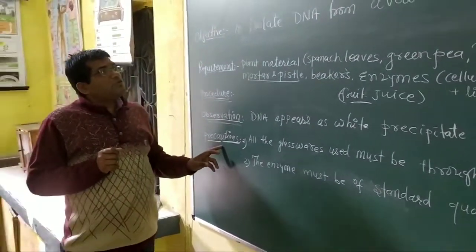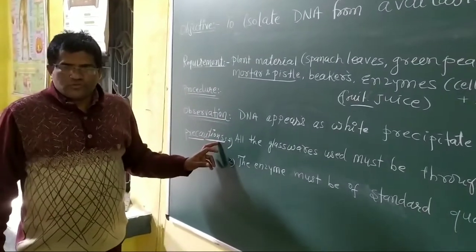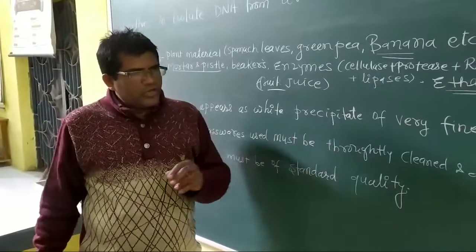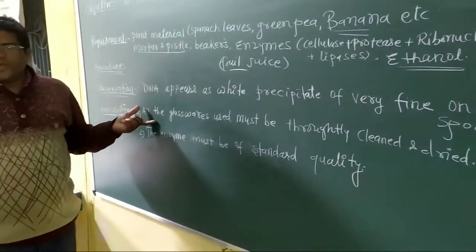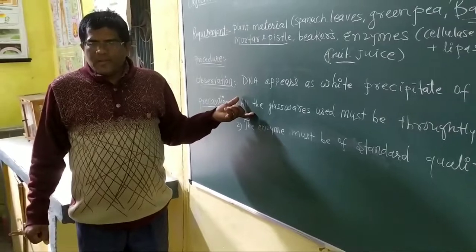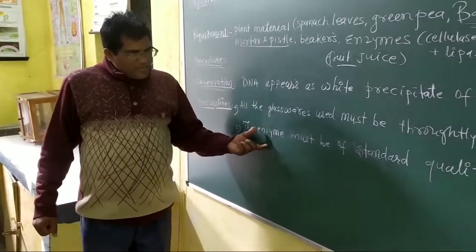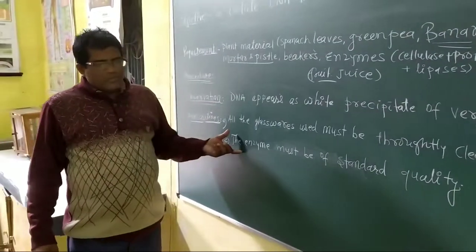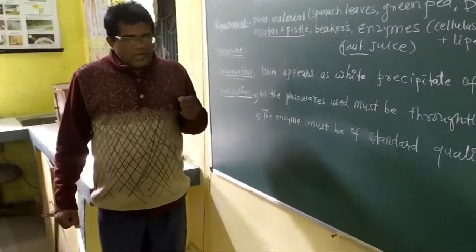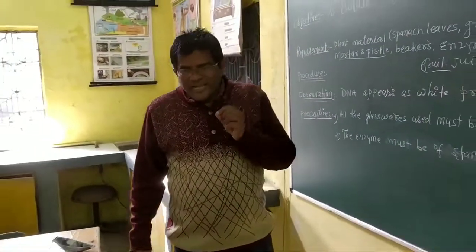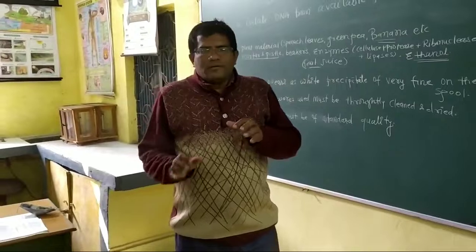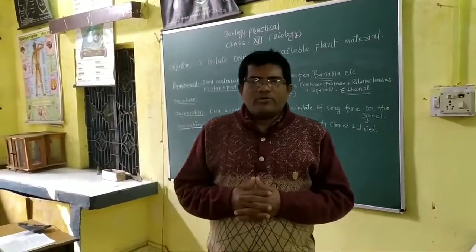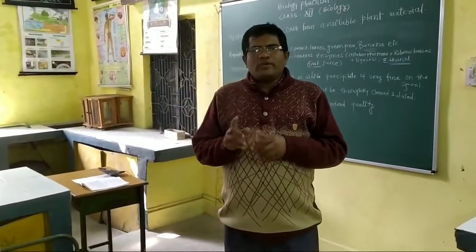During this experiment we have to take some precautions. Number one, all the glassware used must be thoroughly cleaned and dried. All material which we are using has to be cleaned properly and dried properly. The enzymes we are using should be of standard quality, and we have to filter the fruit juice as well as the plant material extraction to get a better result. So it is all about the practical on how to isolate DNA from the plant material.